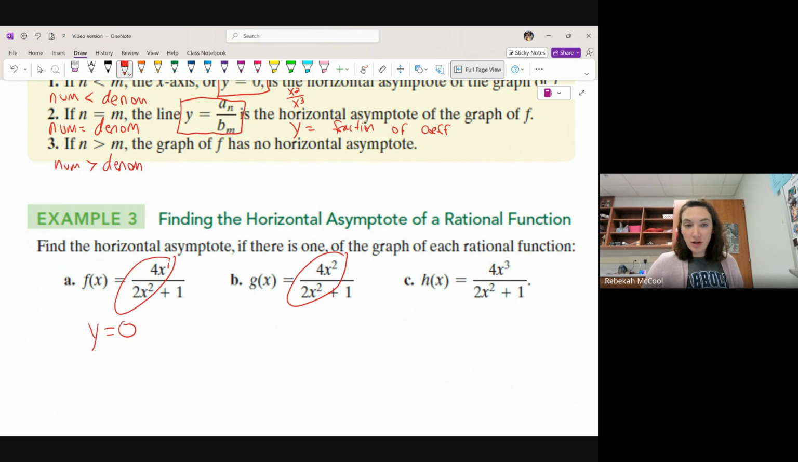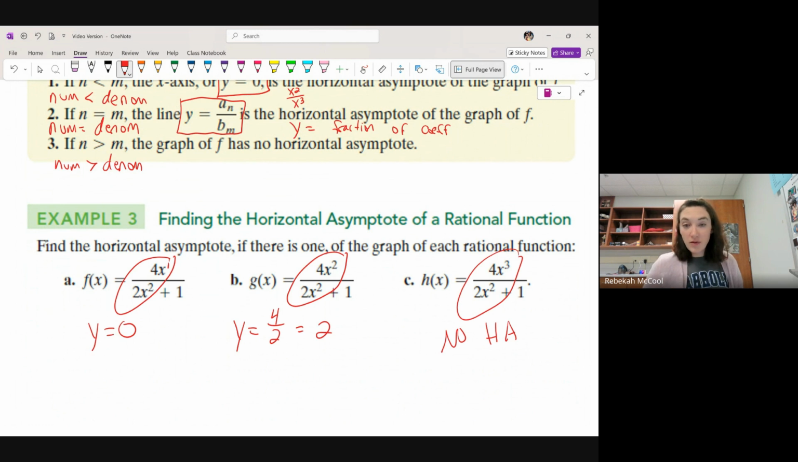Now when I compare the degrees, they're the same. Numerator degree 2, denominator degree 2. So I'm going to make a fraction out of my coefficients. That means I have 4 over 2, which just reduces to 2. And with C, when we compare the degree, the numerator is degree 3 and the denominator is degree 2. So this one is not going to have a horizontal asymptote.